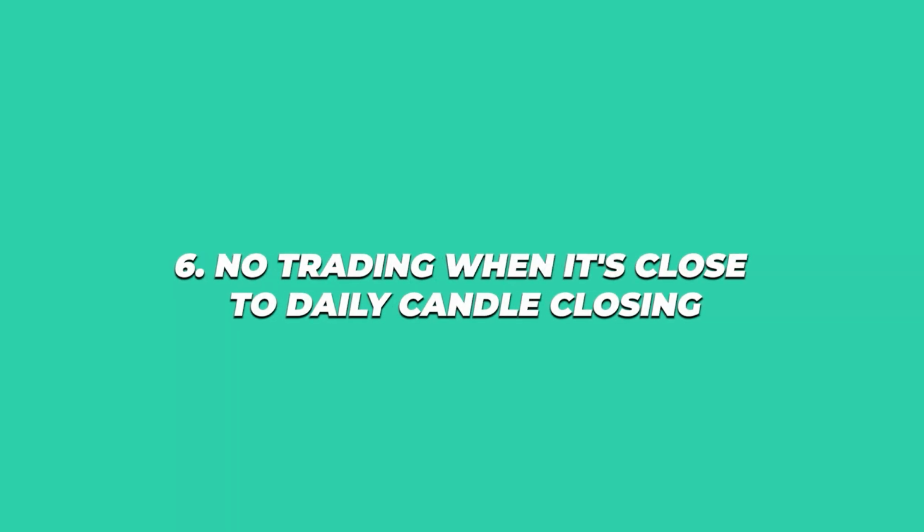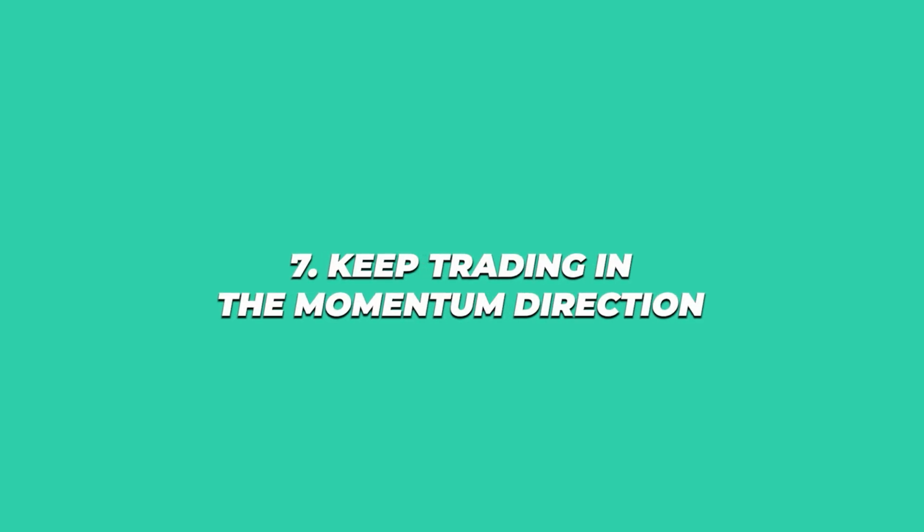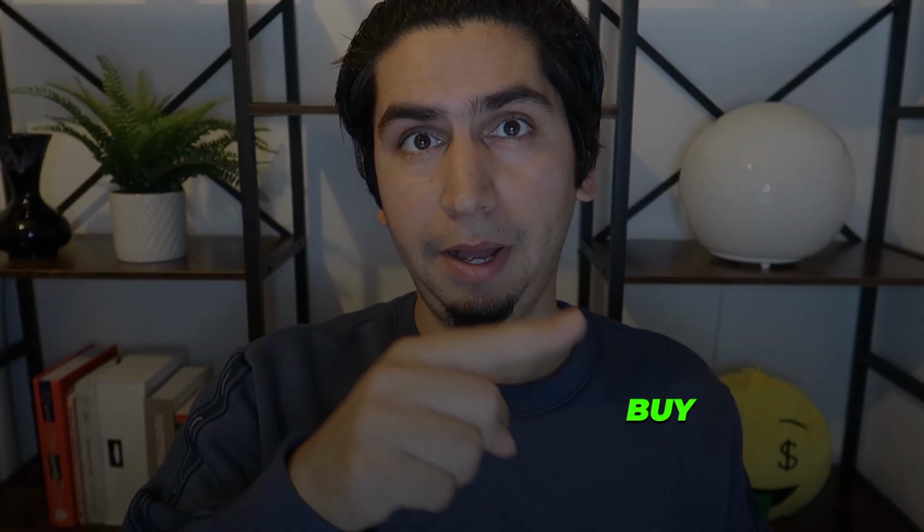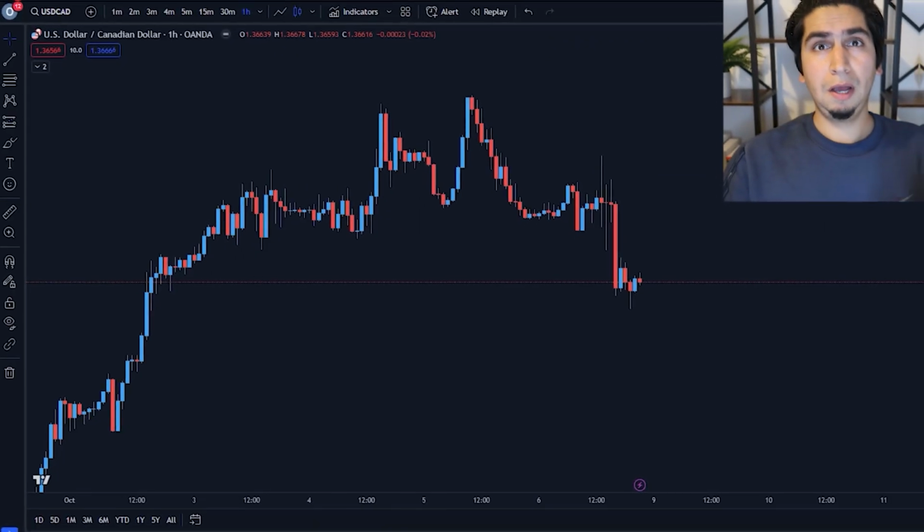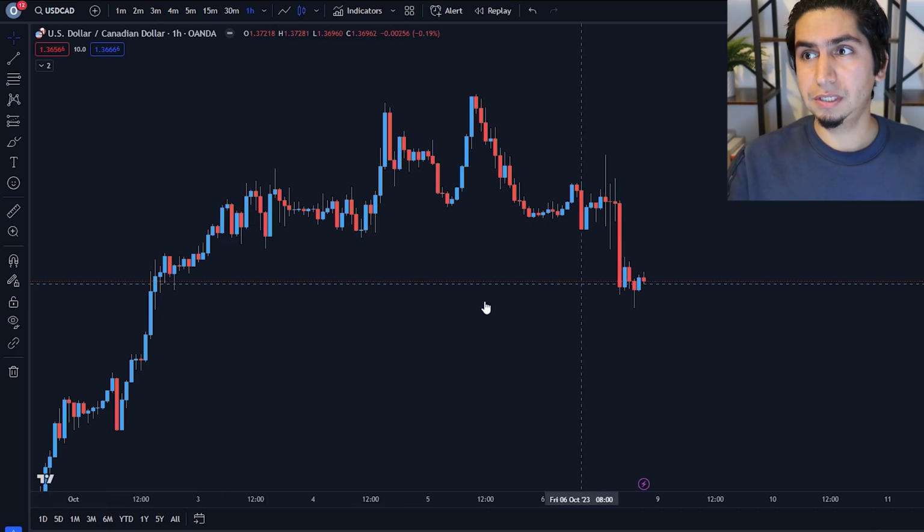Number six, there's going to be no trades whatsoever, very important, when the daily candle is about to close. This is because there's going to be high spreads and most likely it's going to take you out. Number seven, you're going to trade in the direction of the momentum. So if the candle is saying buy, you're just going to buy, no sells, okay? If the momentum candle is sells, you just sell. That's it. So now go to TradingView, which looks something like this.